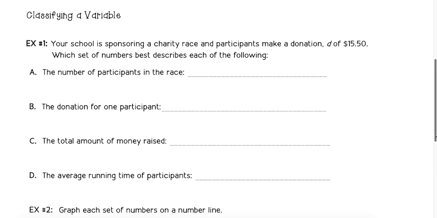Now the question is, is it a whole number or is it a natural number? We know it's not an integer because there can't be negative people. But can there be 0 participants in the race? And I would say, yeah, nobody enters the race, so there's 0 people. So this would be whole numbers because what if no one enters?